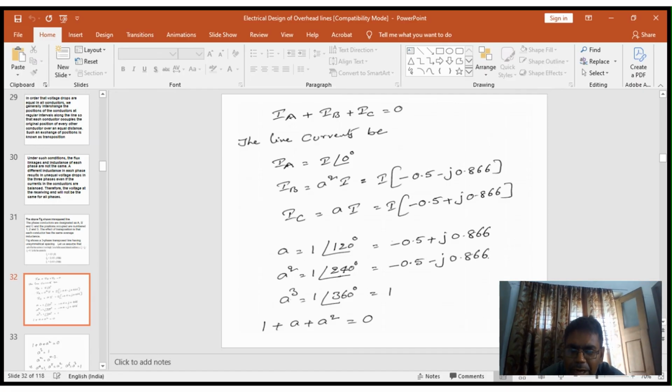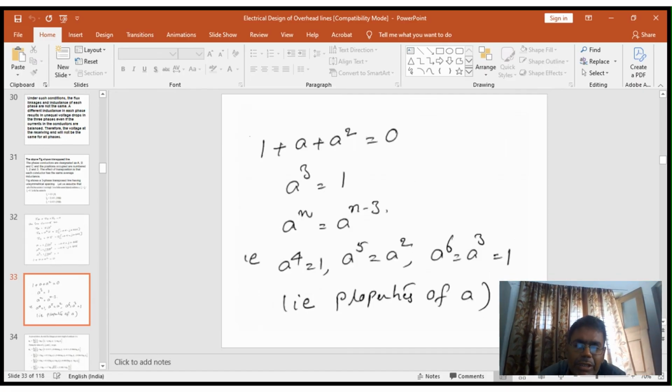Finally, the properties of A: 1 plus A plus A square is equal to 0, and A cubed is equal to 1. A power n is equal to A power n minus 3. A power 4 is equal to A, A power 5 is equal to A square, and A power 6 is equal to A power 6 minus 3, that is A cubed, which is equal to 1. That is nothing but the properties of A.